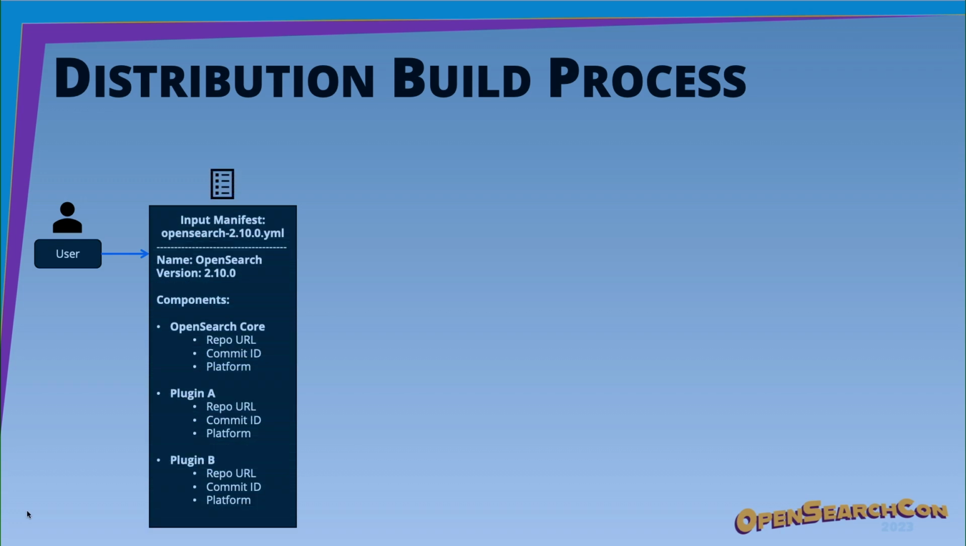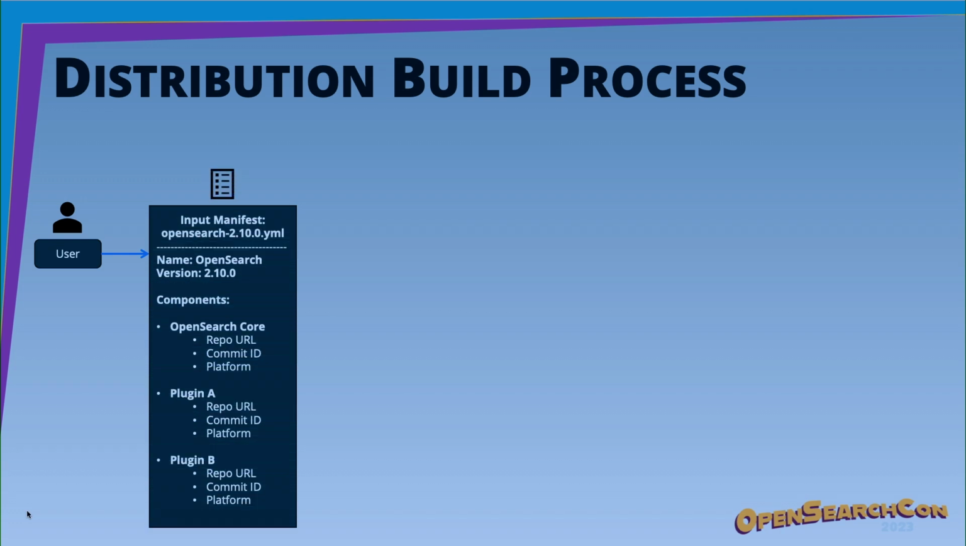In order to do so, we need to feed some information to this build process, to enable it to know what kind of component you want to build, how to build them, and what order you want to build them in. So there we introduce the concept of the manifest.